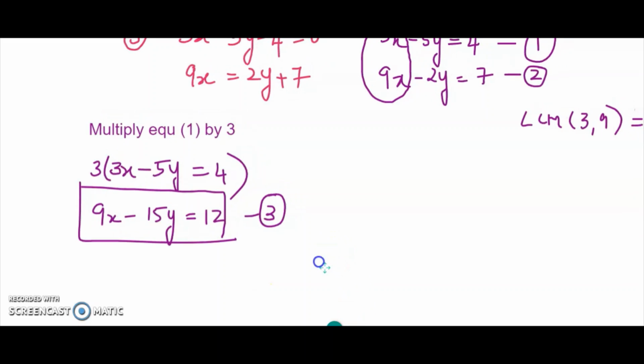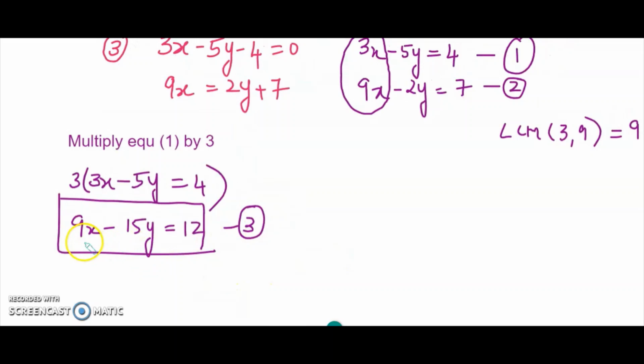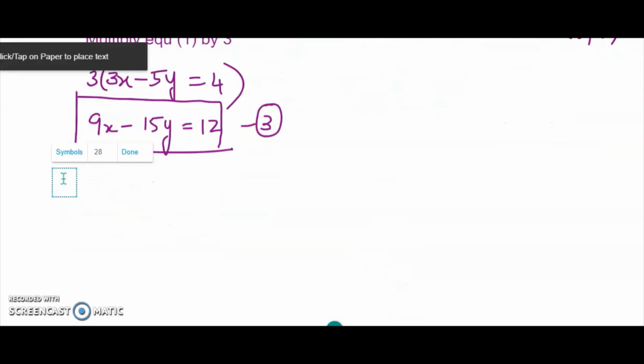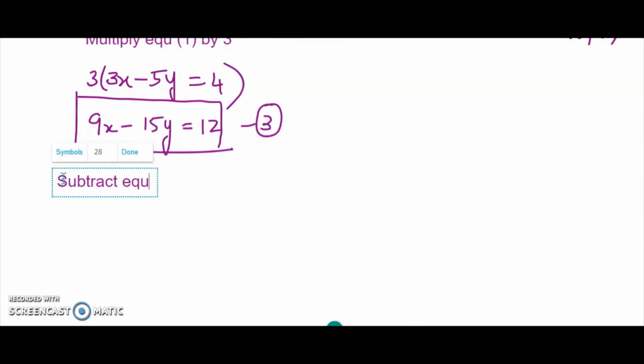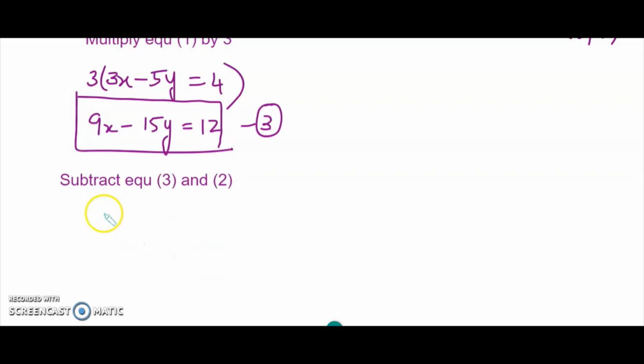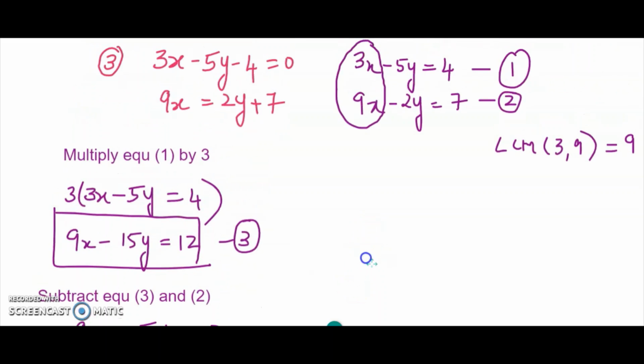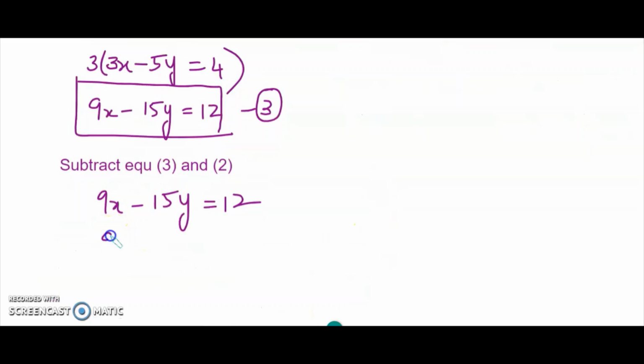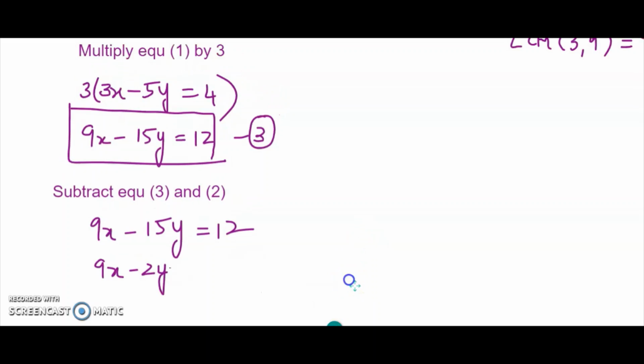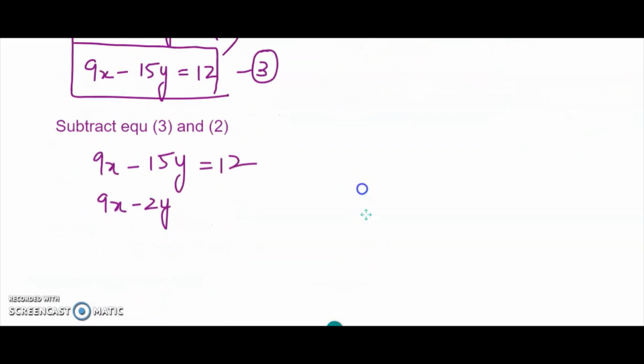Okay, let's check the 9x of equation 2. What am I checking here? I'm checking the sign. 9x is plus and here also it's plus. So it's the same sign. So what do I have to do? I have to, yes, subtract. So you'll say subtract equation 3 and 2. Let's put equation 3, which is 9x minus 15y equals 12, and my equation 2 is 9x minus 2y equals 7.